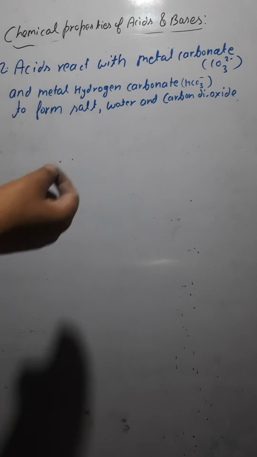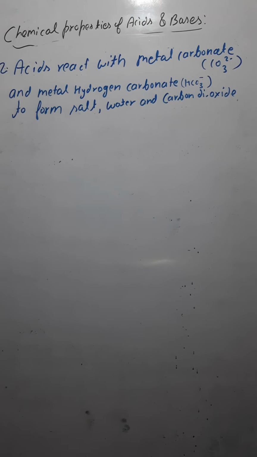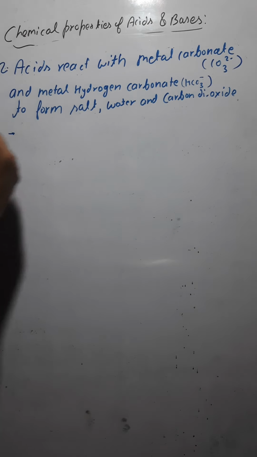So whenever acid reacts with metal, it is going to give hydrogen gas, and when acids react with metal carbonate or metal hydrogen carbonate, it is going to give carbon dioxide gas. That you have to remember, isn't it? Okay, now let me write this reaction.